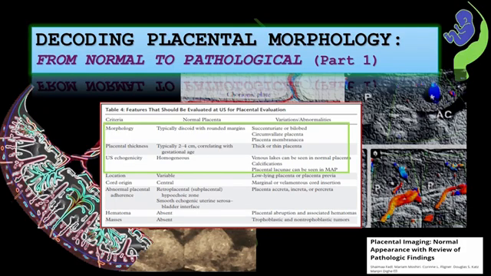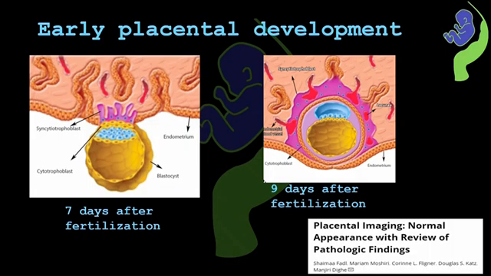In this part of the video, we are going to focus on morphology, placental thickness, and variations in ultrasound echogenicity. In this slide, we will discuss the early development of the placenta. At around 7 days after fertilization, the blastocyst attaches to the endometrial epithelium, usually at the embryonic pole.